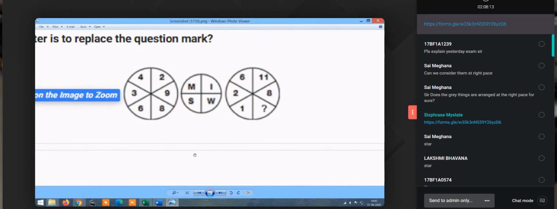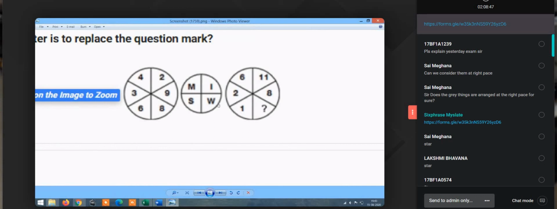So M and S are on the left hand side. Now you try to add all the digits that are here. What is 4 plus 3? 7 plus 6 is 13. 2 plus 9 is 11. 11 plus 8 is 19. So I'm getting 13 and 19. So once you see that I have M and S, now I know that M is 13 and S is 19. So 6 plus 2 plus 1 is 9. We know I is 9.